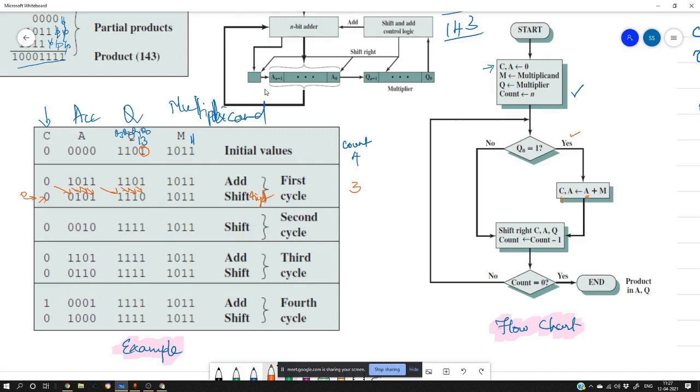Guys, are you there? Am I audible? Yes, ma'am. Okay, what is there in Q0?